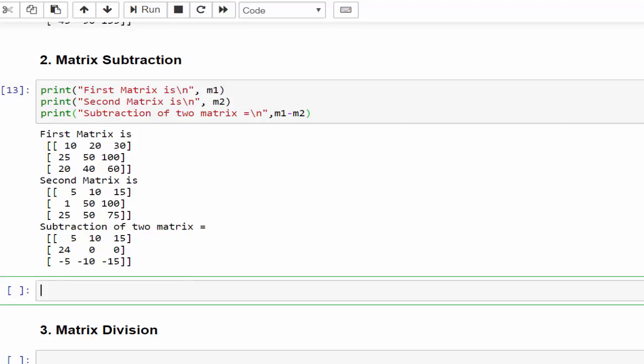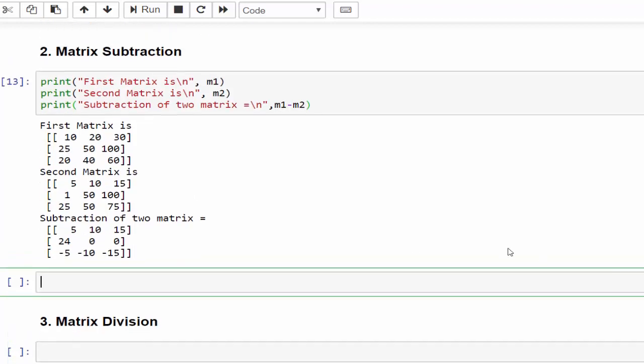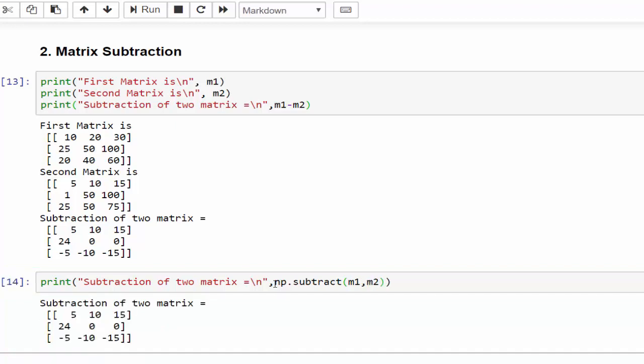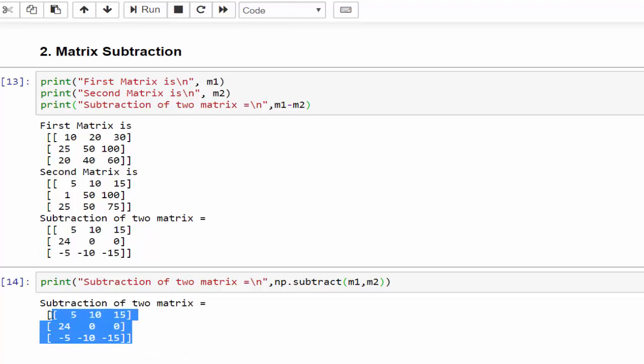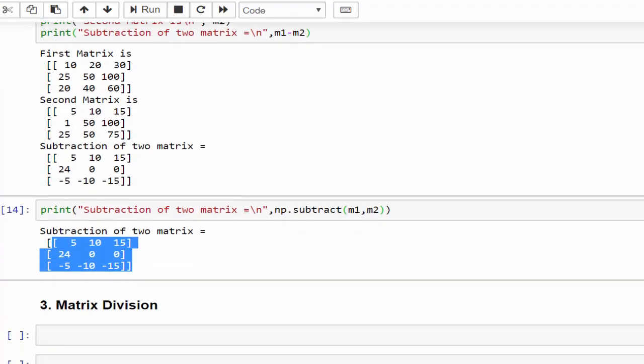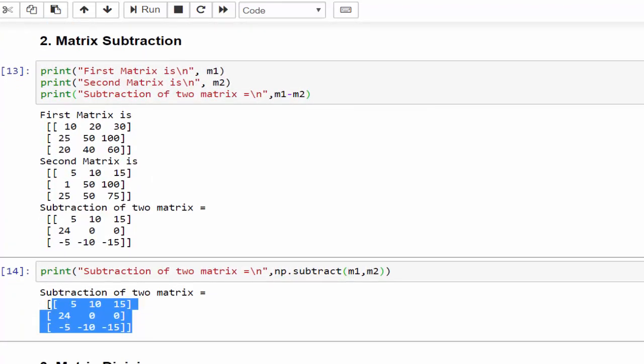Same as above, matrix subtraction can also be performed using the subtract method. Subtraction of two matrices, np.subtract(m1, m2). When we execute, the output remains the same. This is how we do matrix subtraction.